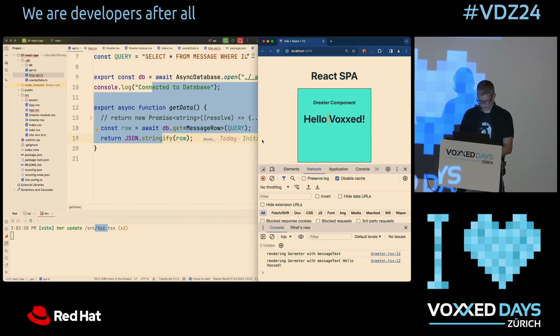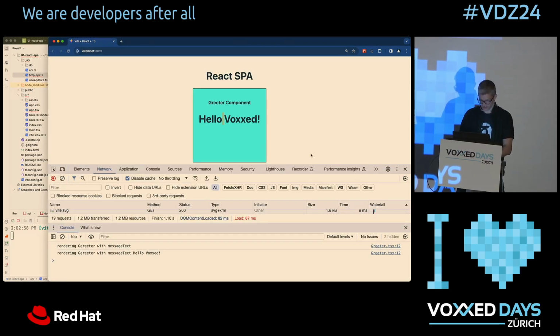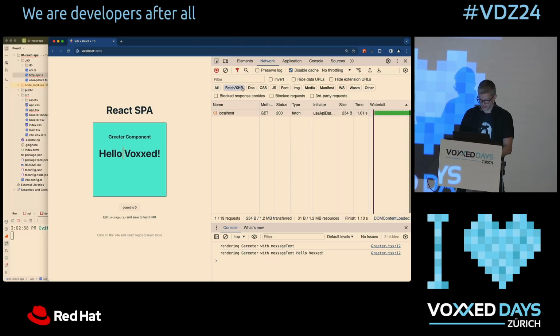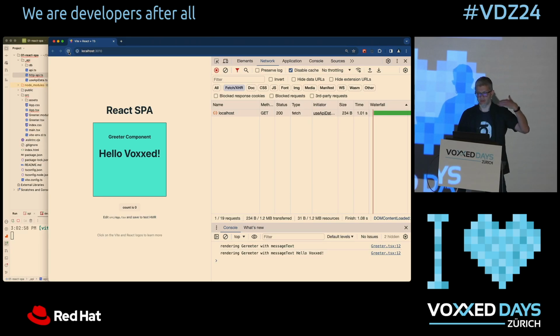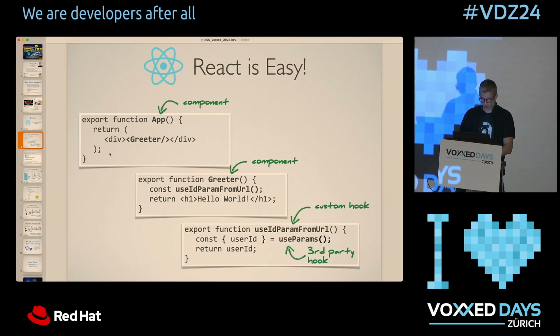Let's make that bigger, like this. And then we see that there is a network call that gives me this data, and we see there's a time where it is loaded, and it takes some time until it is rendered in the single page application. So that's what we know.